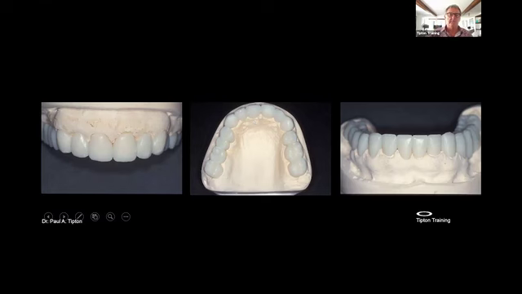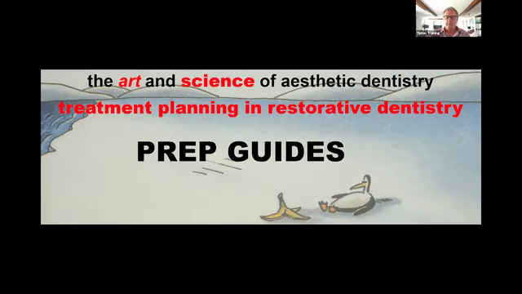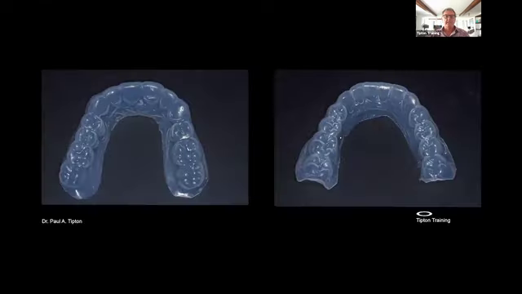We also get our prep guides made. And remember, our prep guides are a little suck-down that goes over the top of the stone model of our wax-up. Alternatively, it goes over the top of our prototypes. Those should be exactly the same. And of course, we cut these down. If we're going to do the anteriors first, I'll cut across there and use the anteriors, the same way, cut across here and across there.